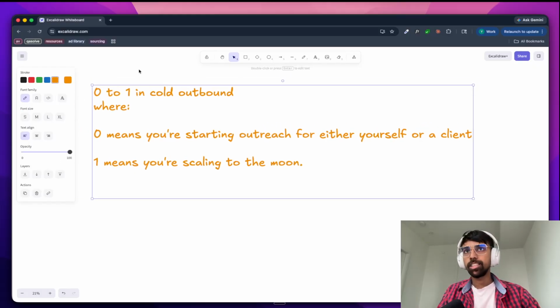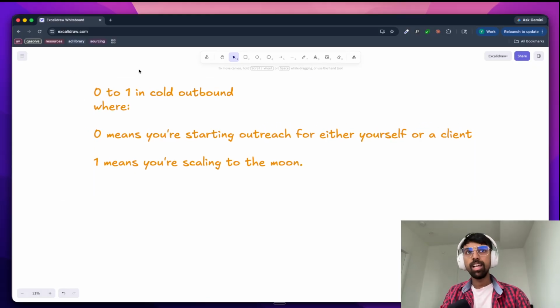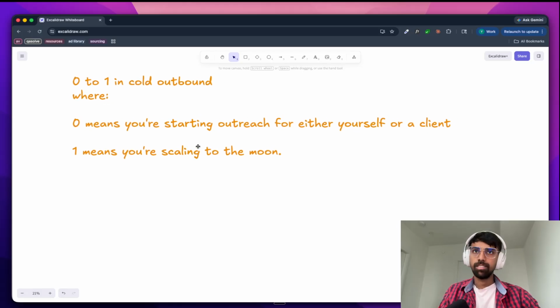Essentially here, 0 to 1 in cold outbound is: 0, you're starting outreach from 0. 1 means you actually have everything dialed in, so the offer, the infrastructure, the scaling system, the reply handling system, all of that is dialed in so that you're ready to go and you're ready to actually scale to the moon essentially.